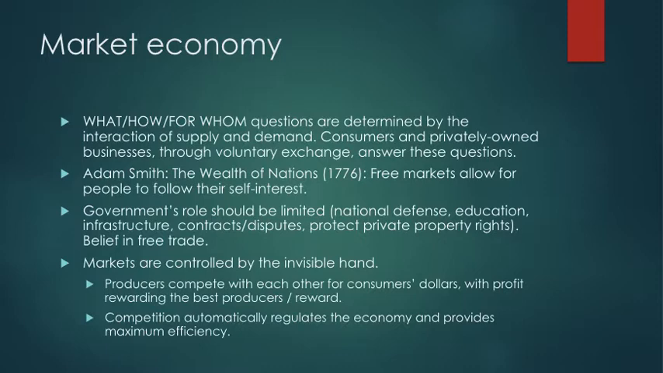And so the basic idea is that markets are controlled by the invisible hand, that producers compete with each other for consumers' dollars, with profit rewarding them, and consumers compete with each other for the goods that producers have. If those goods are scarce, consumers will bid up the price. If the goods are abundant, producers will bid down the price essentially to get the sale. So competition as a result automatically regulates the economy and produces maximum efficiency.